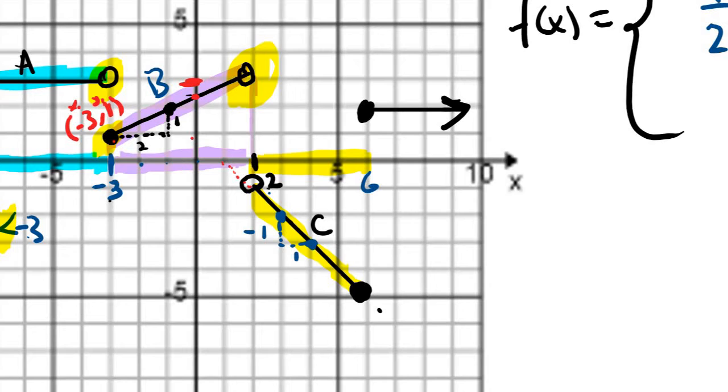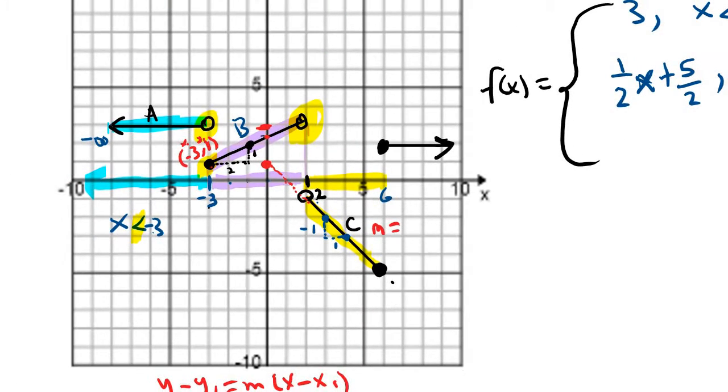We can go like that, like that, like that. We see that it's going to cross at y equals 1 if we trace it up using the same straight line. So the y-intercept is 1. The slope is negative 1 and the y-intercept is 1. So if we use y equals mx plus b, we find that y equals negative x plus 1. That is the equation for part C.